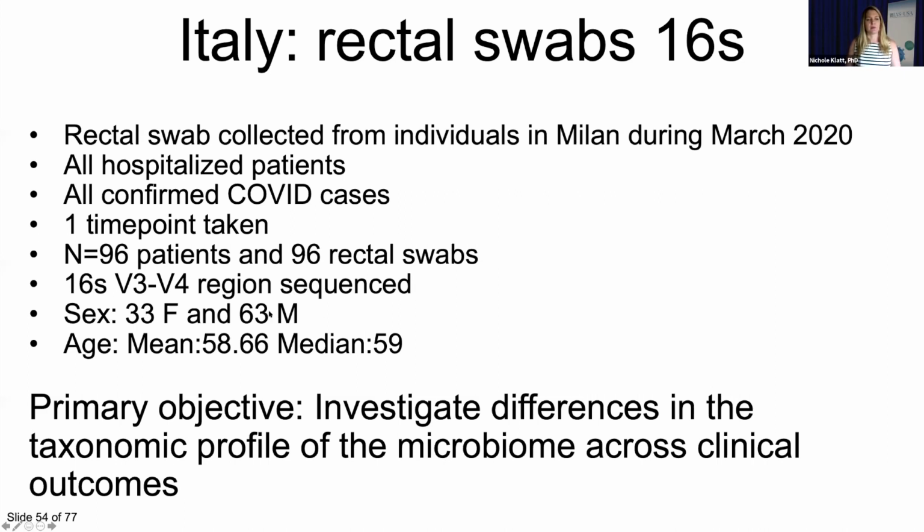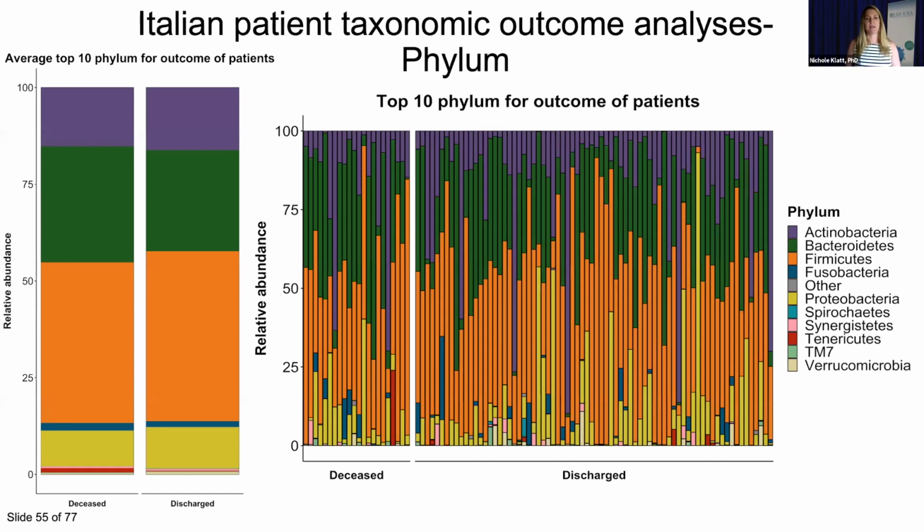We had 33 females and 63 men in this, and the median age was 59, so actually pretty young. Our primary objective here was to investigate differences in the taxonomic profile of the microbiome across clinical outcomes. So the biggest clinical outcome, of course, is people who were deceased, or the people who got better and were discharged.